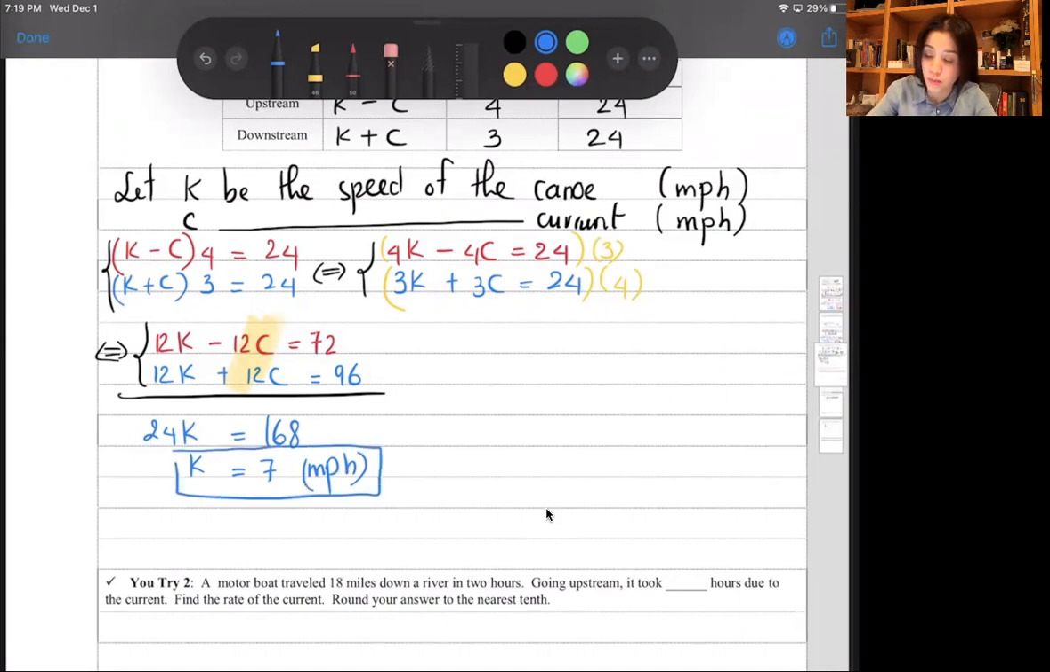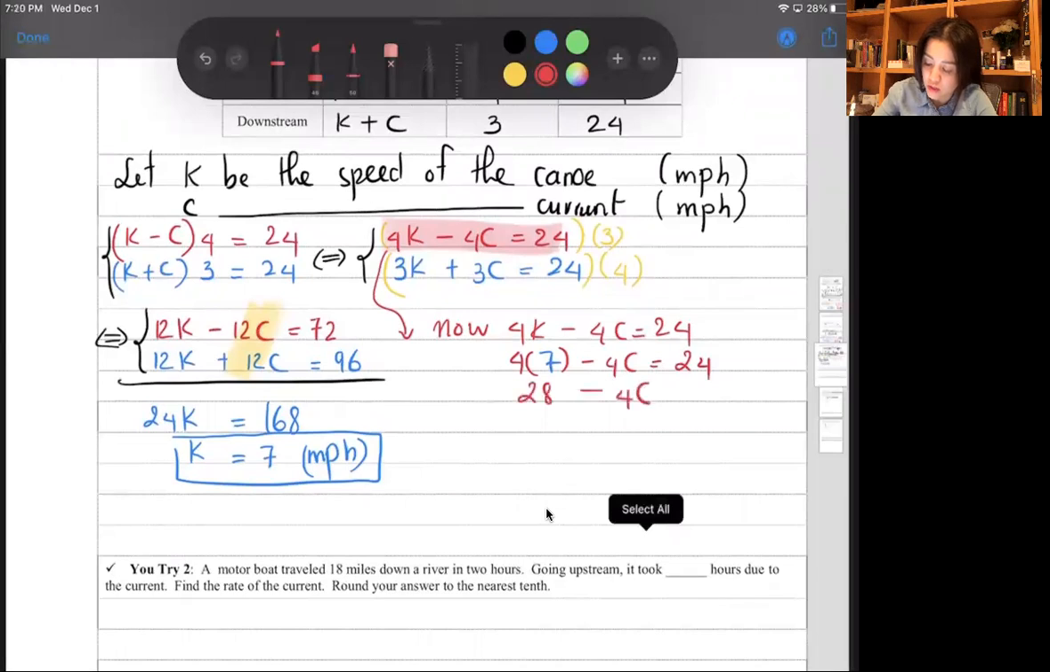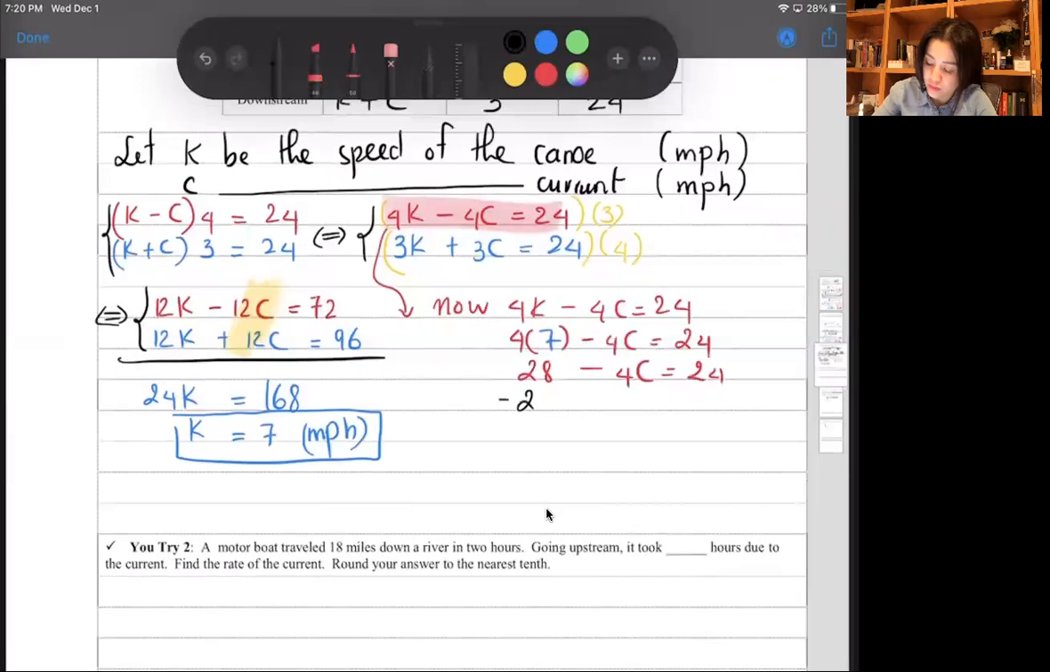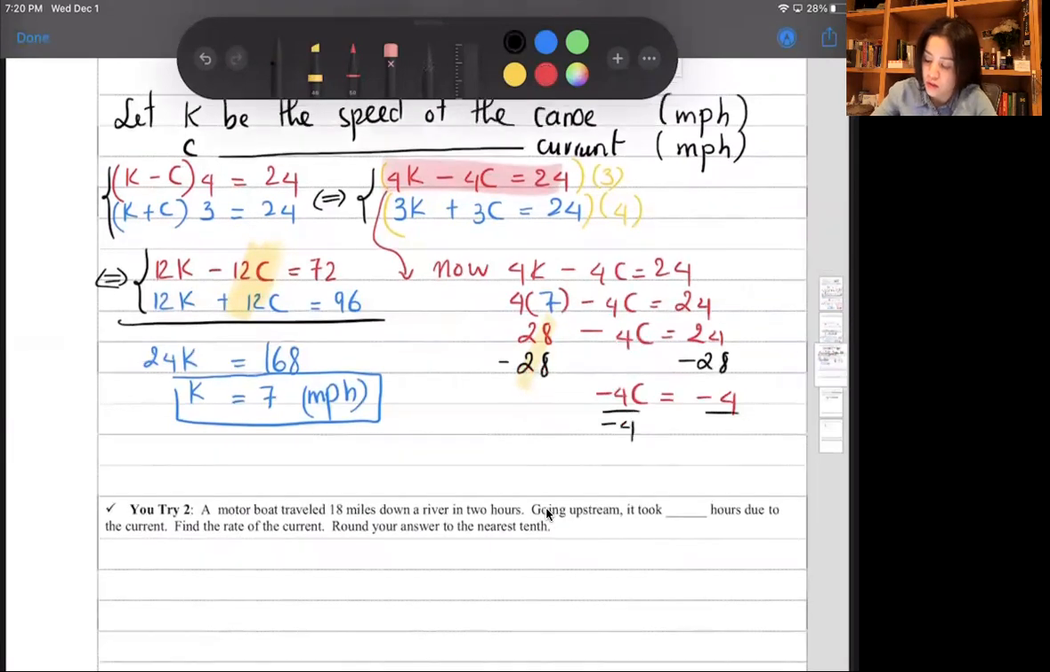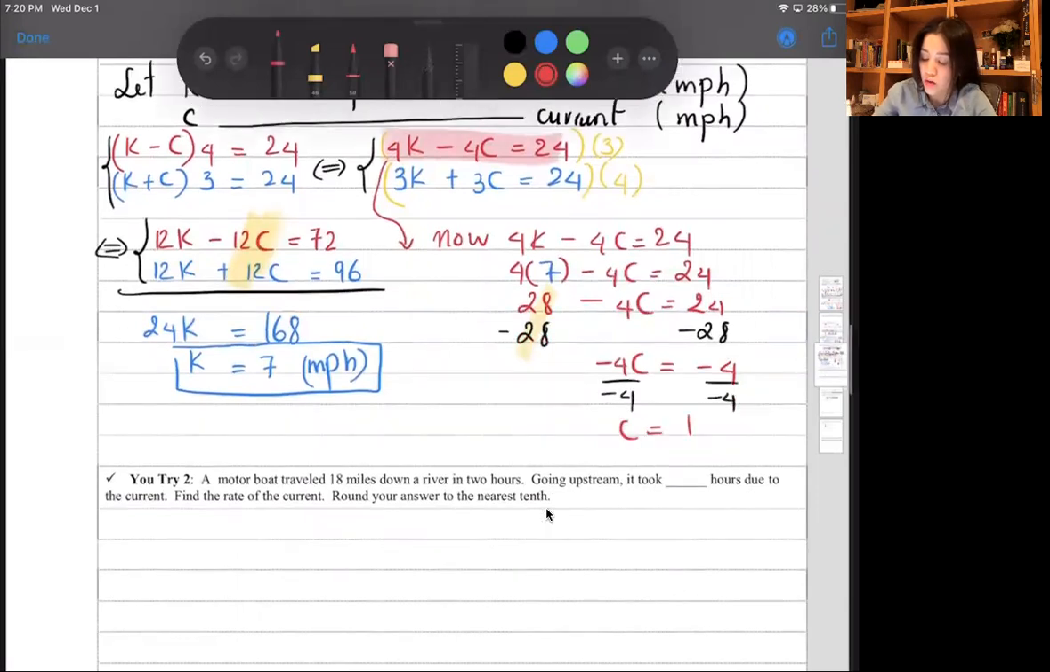Now we're going to find the speed of the current. I'm going to use the red equation. I'm going to use this one. So now 4K minus 4C equal 24. 4K, which is 4 times 7, minus 4C equal 24. 4 times 7 is 28 minus 4C equal 24. Subtract 28 both sides. That cancels. I have negative 4C equal negative 4. Divide both sides by negative 4. C equal 1. So the speed of the current is 1 mile per hour. Pretty slow.